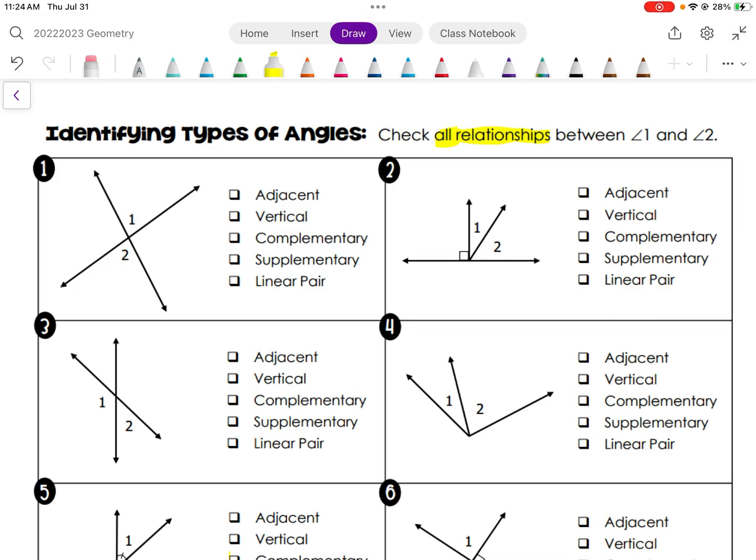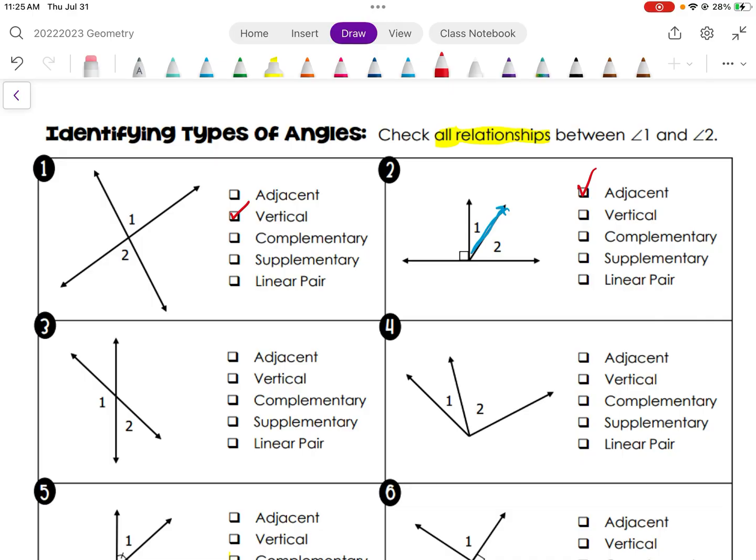So 1 and 2. 1 and 2 are across from each other by intersecting lines, so they are vertical angles, meaning they're going to be the same measure. Now, I don't know anything about their measures, so I don't know if they're adding up to 90 or 180 or anything like that. We just know that they're across from each other, so just vertical. Now, 1 and 2. Notice they're right next to each other. They share this ray right here. So that makes them neighbor angles. They are adjacent.